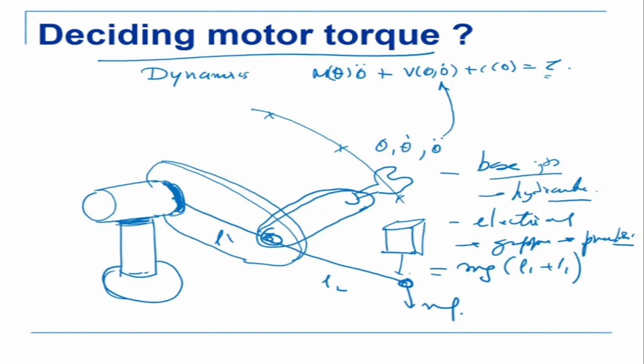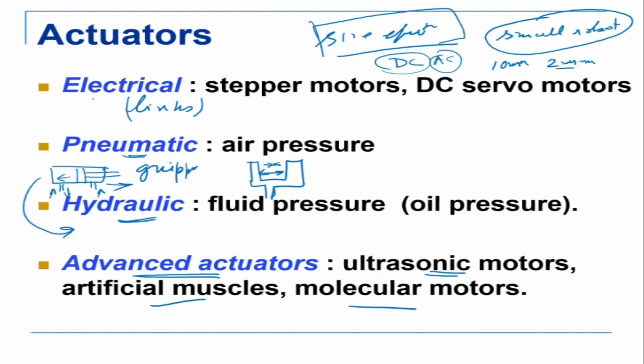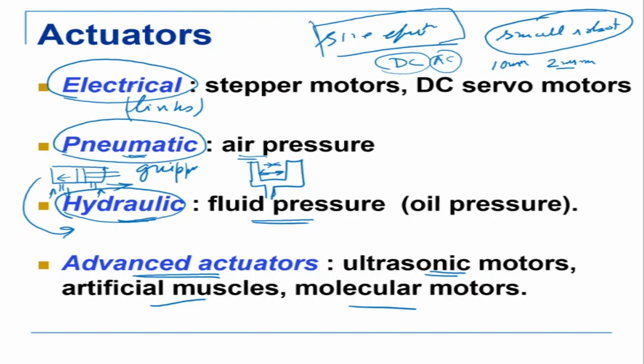Okay, so out of all these actuators, basically the electrical one, the weakest one is the pneumatic one. The strongest one is the hydraulic actuator. So hydraulic actuators are the strongest actuators, okay, because they work on fluid pressure. The weakest is the pneumatic actuators, because they work on air pressure. And in between pneumatic and hydraulic is electrical actuators.